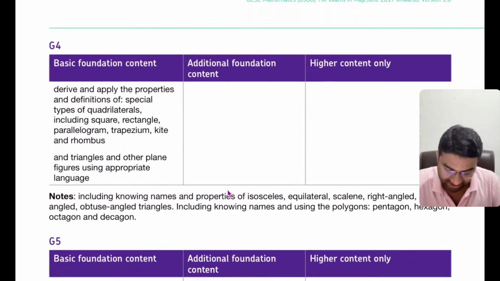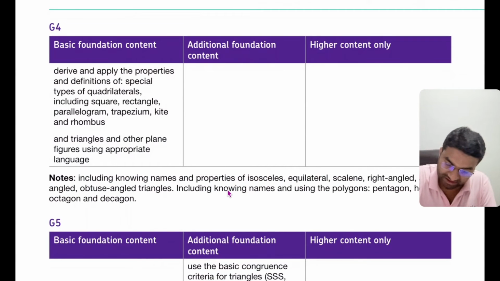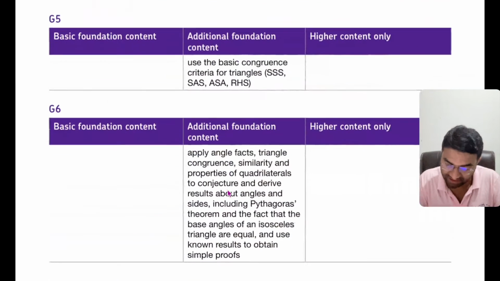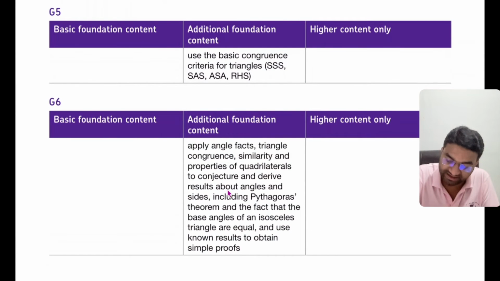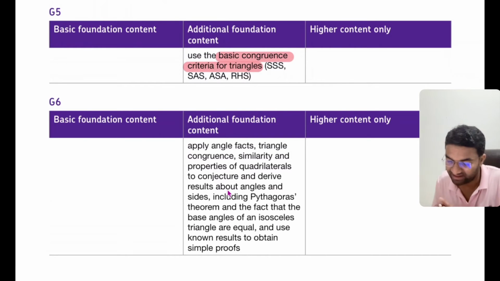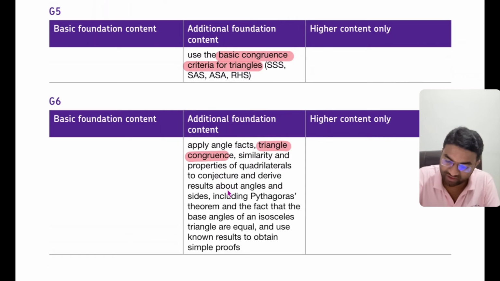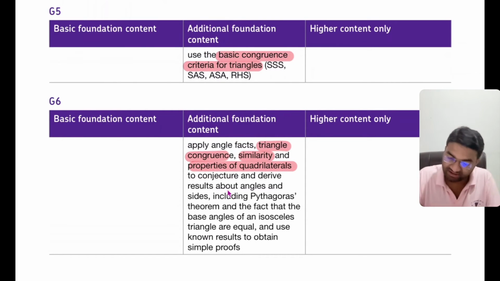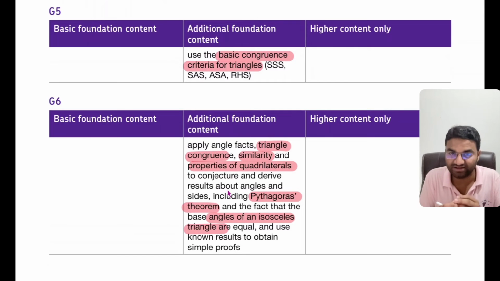Okay, then next we have to understand the types of quadrilateral. Okay, then their properties as well. Okay, then basic congruency criteria are there: SSS, SAS, then ASA and RHS. These four criteria are there, we will discuss them. Triangle congruency, similarity, properties of quadrilateral, those are quite important. Okay, then along with that, we have the Pythagoras theorem. The angles of an isosceles triangle are equal. How the two angles actually are equal, we will discuss once we start.